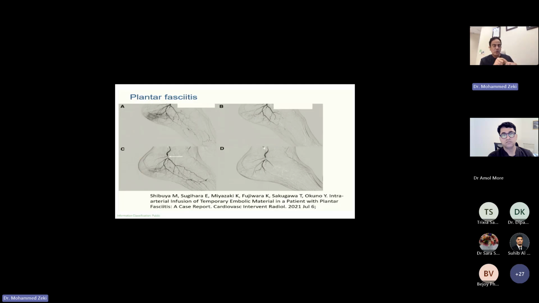The other way of doing it is to go through the groin. This is a plantar fasciitis case. They went through a catheter into the posterior tibial artery, and you see this black blush here. This is the one which is causing the inflammatory process. And after injecting, this is after embolization, it has completely disappeared.